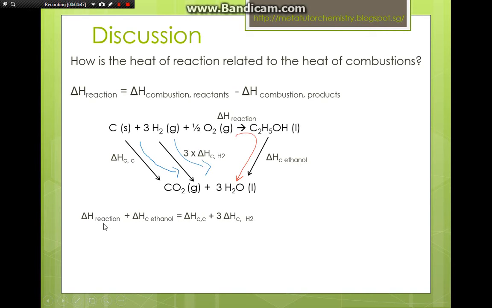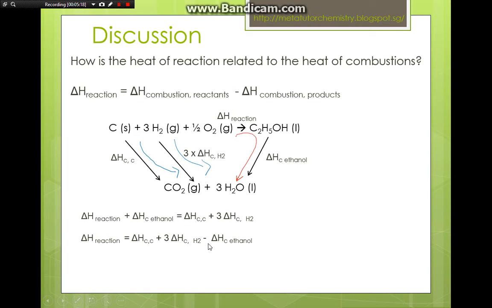And to make the heat of reaction the subject, we take the heat of ethanol and bring it over to the other side of the equation. So we subtract combustion of ethanol. So you can realize by now, heat of combustion of reactants minus heat of combustion of your products. That will give us the heat of reaction.